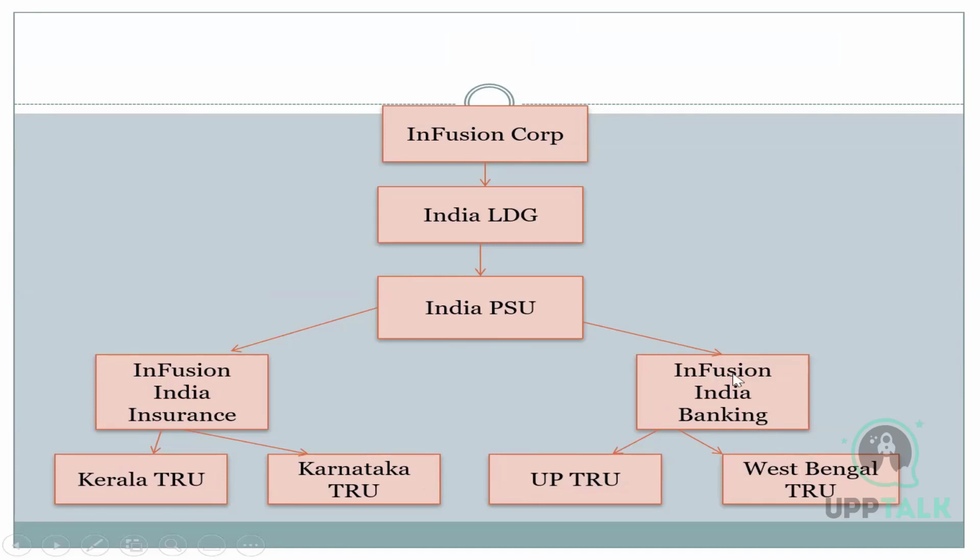Okay. So Infusion is the company name. Don't say it's a Fusion application. Infusion Corp is the company name. It is the enterprise. Highest level is enterprise. Then we have India LDG, that is the legislative data group. So it can be India, USA, Canada, Australia. It can be any. LDG is country specific. Okay. India PSU is what? Payroll statutory unit. Infusion India Insurance and India Banking.